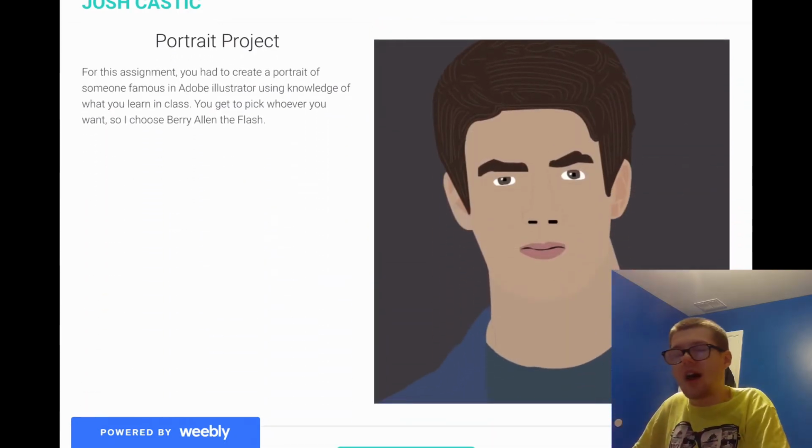Then I did one on Barry. I did this portrait. We had to create a character using Illustrator based on a famous character or actor or whatever, and so I did Barry Allen from The Flash.